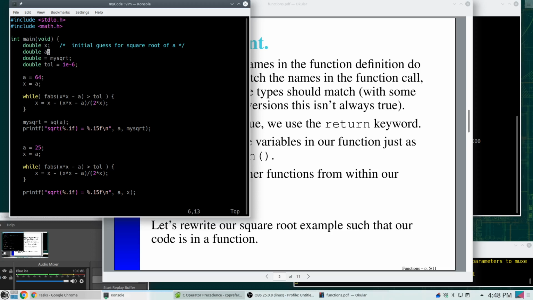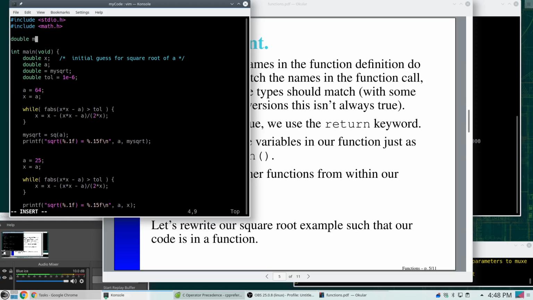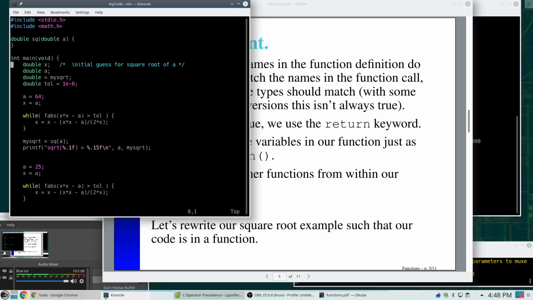So my function is called SQ. So what did it return? Well, it needs to return a double. So double SQ. And what does it receive? Well, it needs to know the number to find the square root of. So that's A. So double, I can call this A, but I don't have to call it A. Let's get rid of these others.